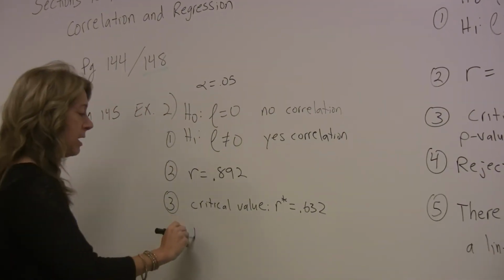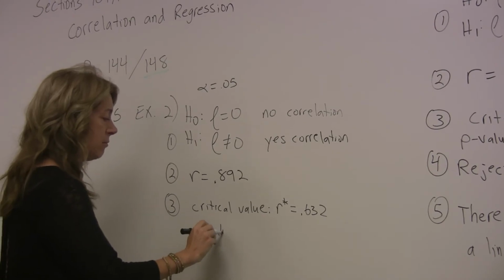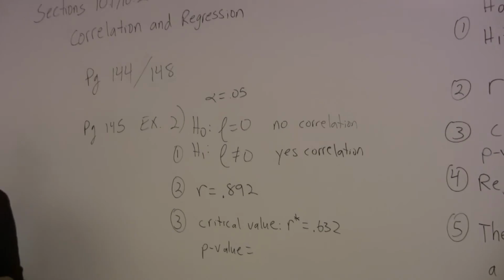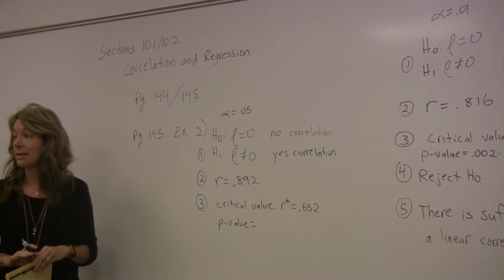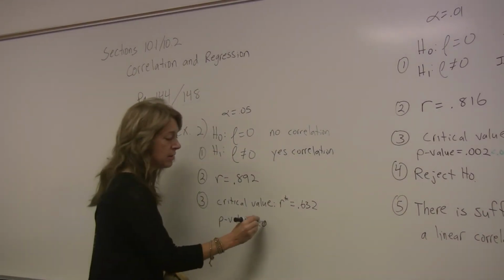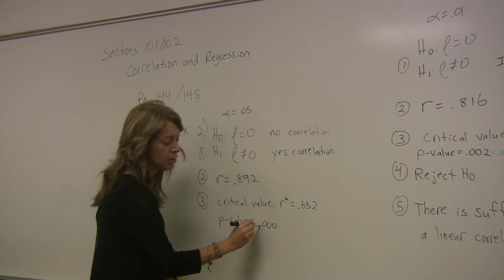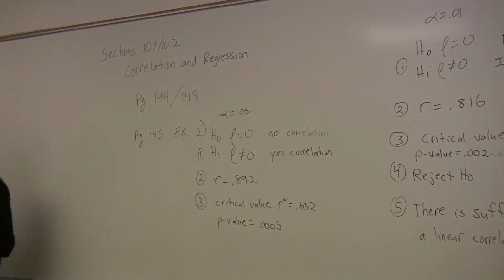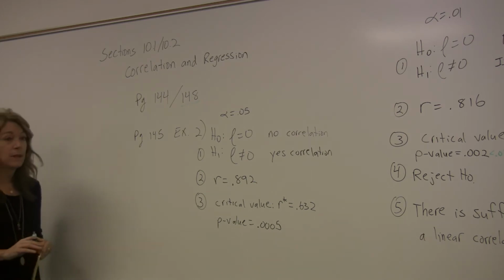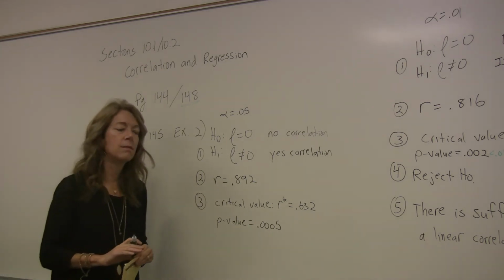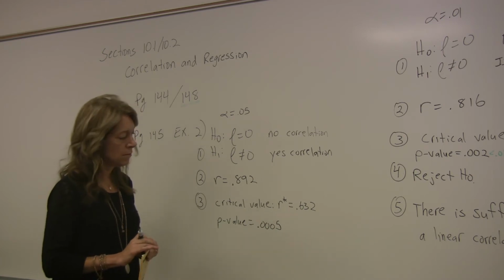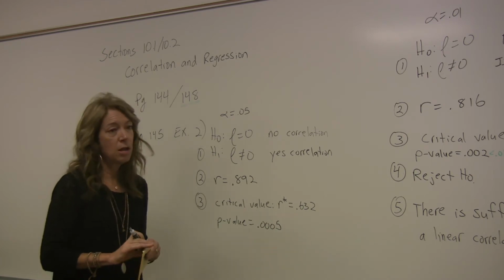You could also do the p-value, which your calculator gave you. Which was? 3 zeros? What was the last number? 0005? Yeah. For that, could we put 0 plus, and then just include like the scientific notation?